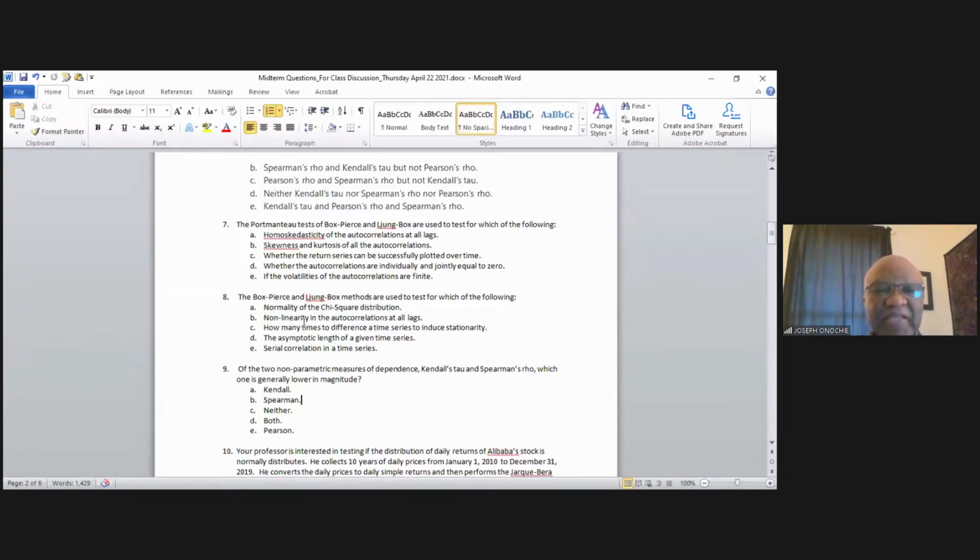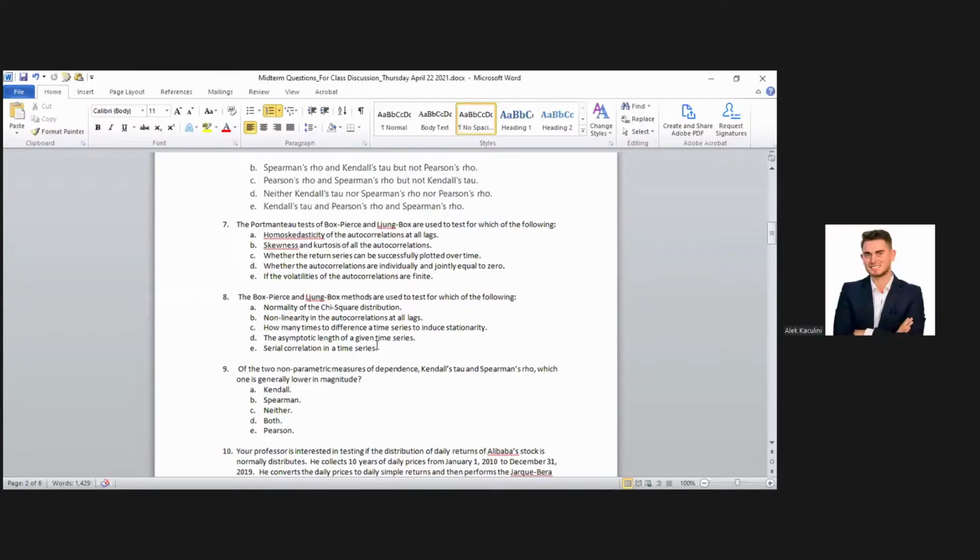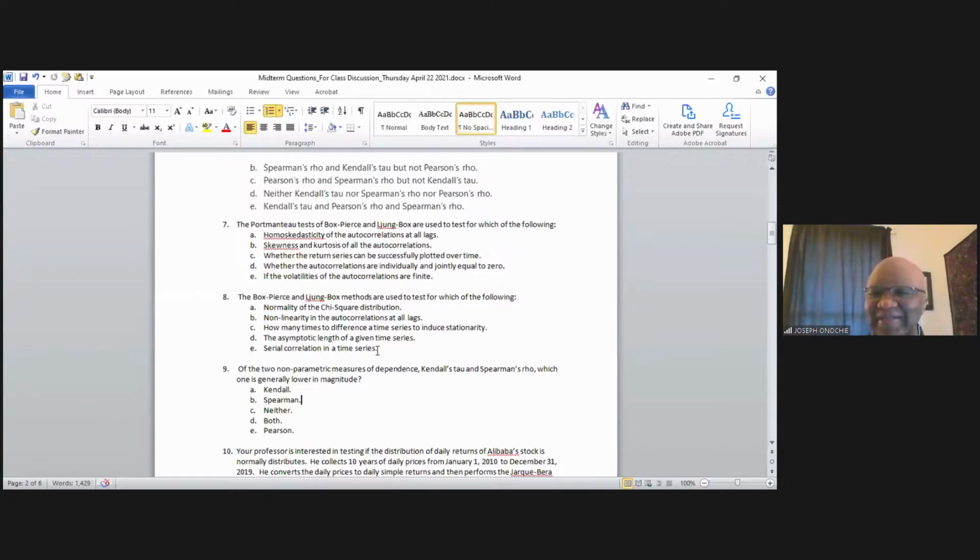All right, can anybody give me the answer to number 8? Number 8 is E, serial correlation. Isn't that what the autocorrelations are? Yes, it's serial correlation, so E is the answer. Most of you got this correctly. That's what we're testing with Box-Pierce and Ljung-Box. So that's another way of stating number 7. We're testing if the correlations are 0 jointly and individually.